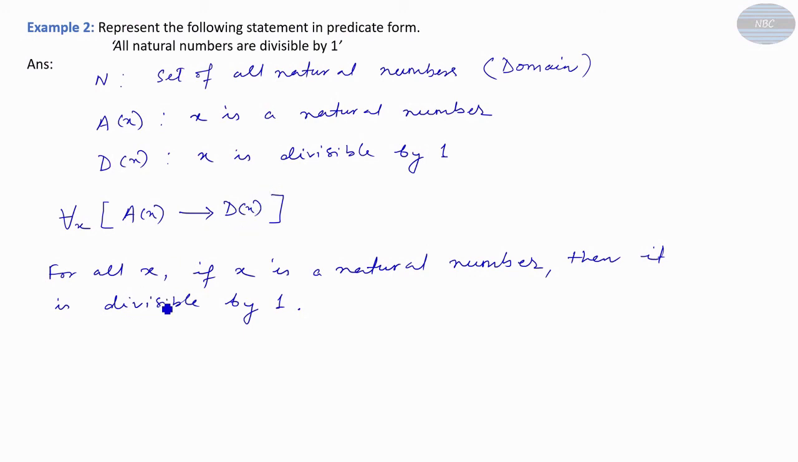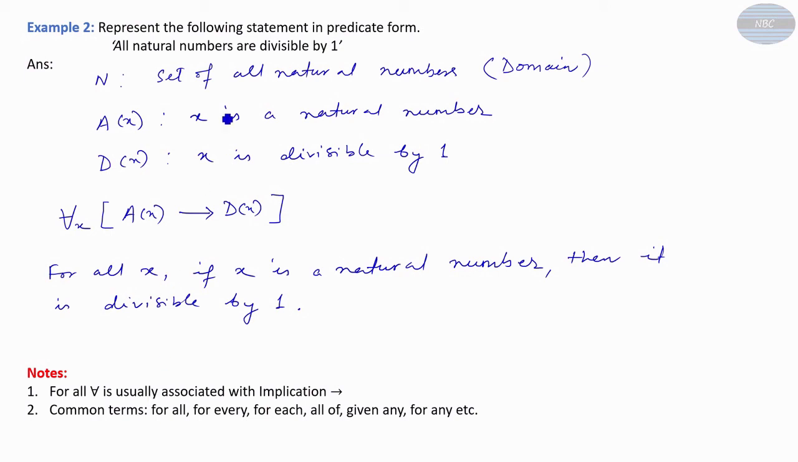We come to one note here. For all is usually associated with implication. Whenever this universal quantifier is used, it is usually associated with the logical connective called implication. Common terms used in such statements are for all, for every, for each, all of, given any, for any, etc. If this kind of common terms are used, then it will be clear that you have to use the universal quantifier to express the statement in predicate form. So this much for today.